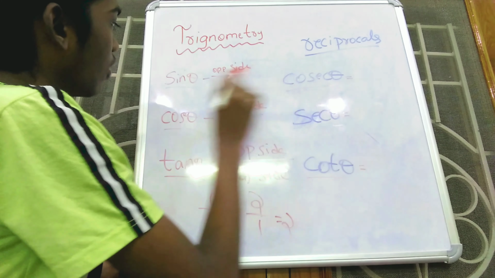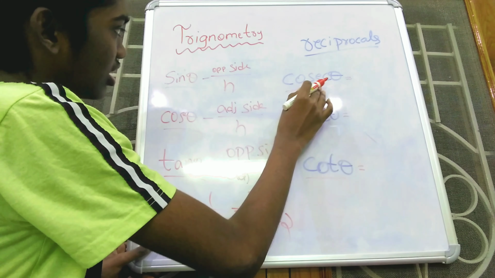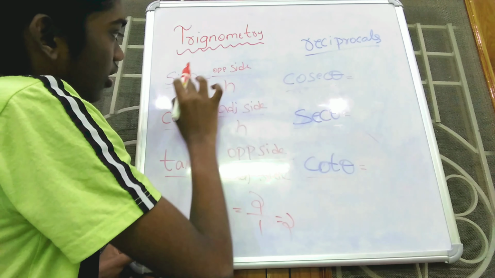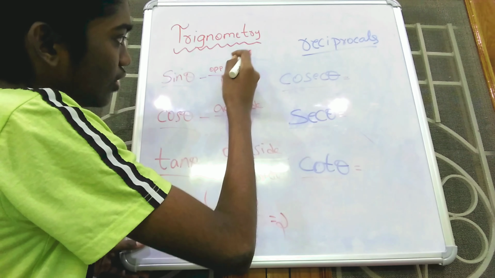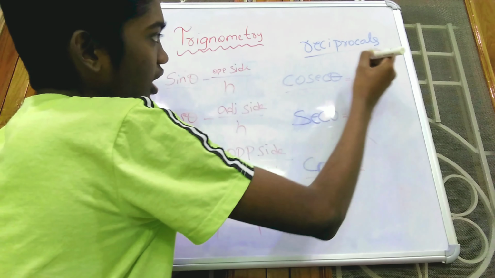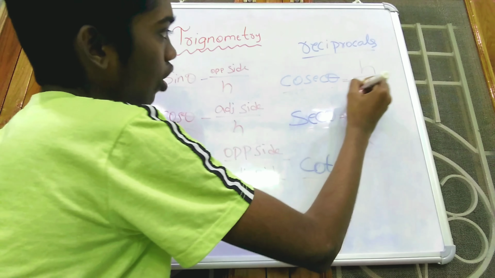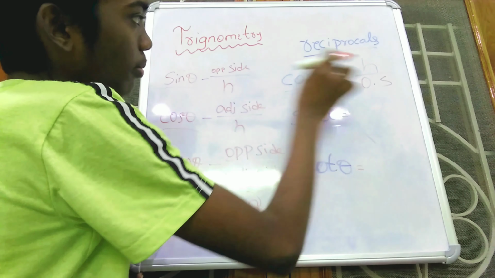Cosec theta, we know, is the reciprocal of sin theta. The formula of sin theta is opposite side by hypotenuse. The reciprocal of this formula is hypotenuse as the numerator and opposite side as the denominator.